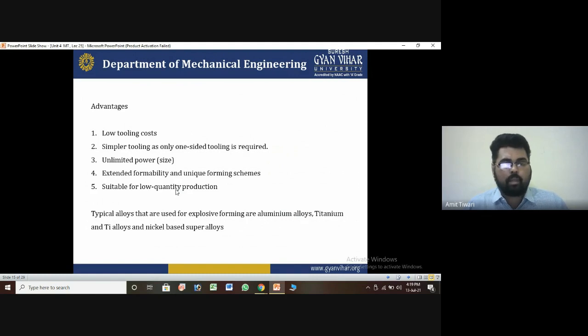A typical alloy used for explosive forming is aluminum alloy, titanium and titanium alloy, and nickel-based superalloy. These are some conditions to be assumed, and we can say these are the advantages. Obviously, there is low tooling cost, because we do not require any unique characterization or unique features for the operation. It is very easy: you can just put the wire or the tube with the material in the container and apply the tensile forces, and there is no difficulty, because of the low tooling cost.